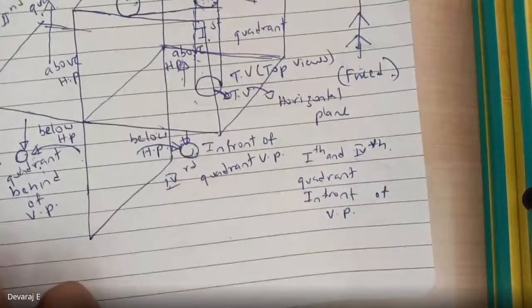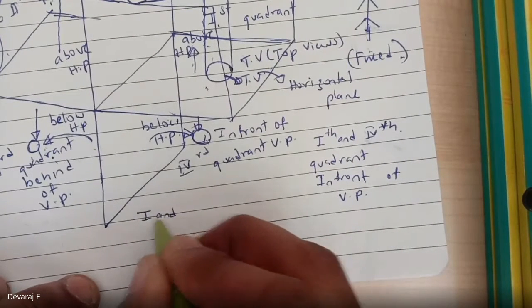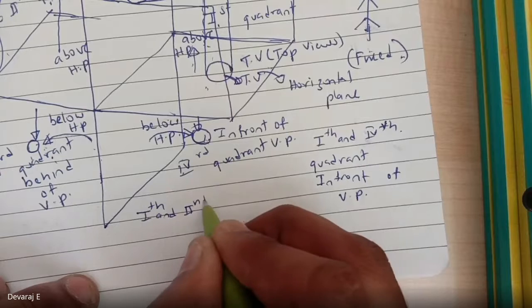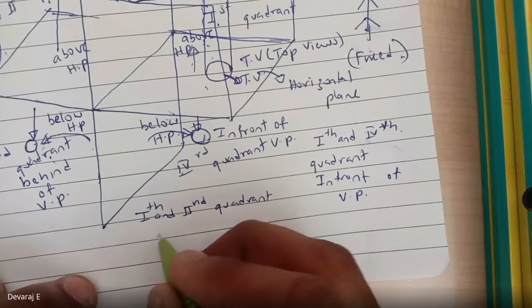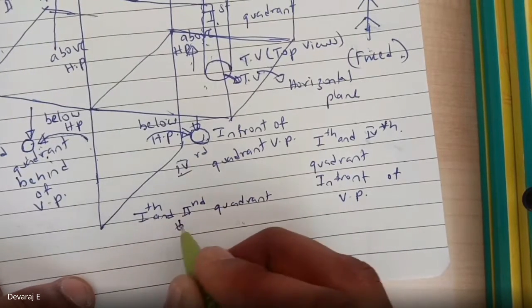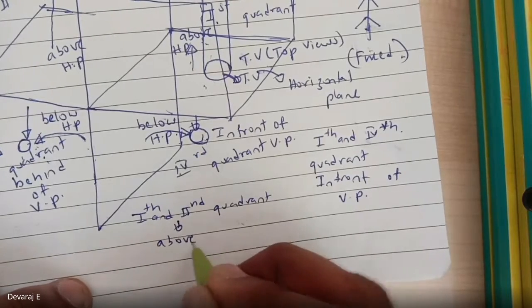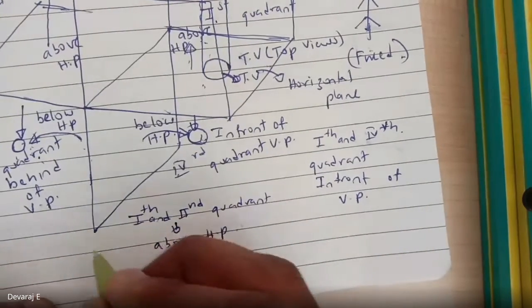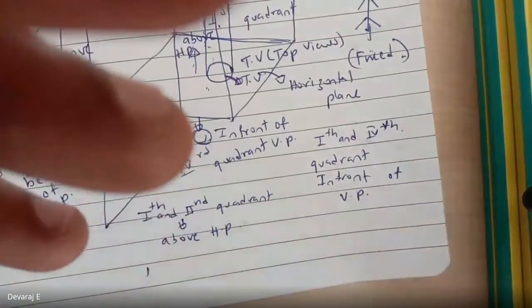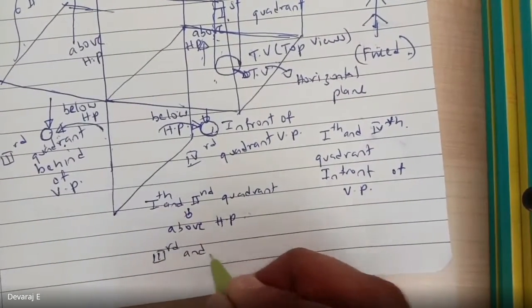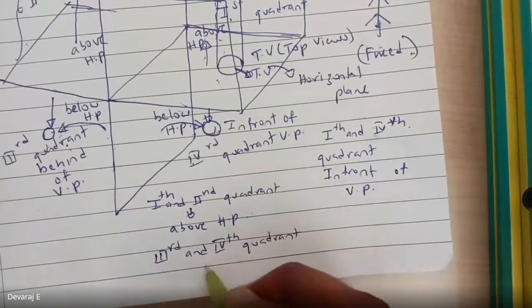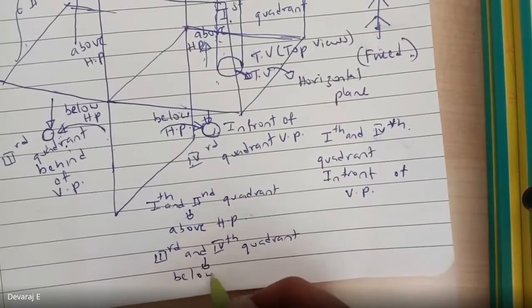So you can write here: first and second quadrant, we can mention as above HP, and your third and fourth quadrant, we can mention as below HP.